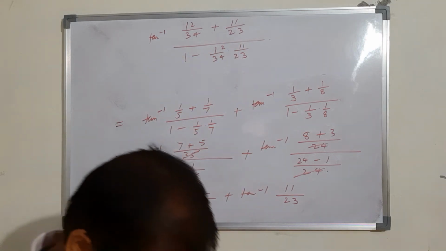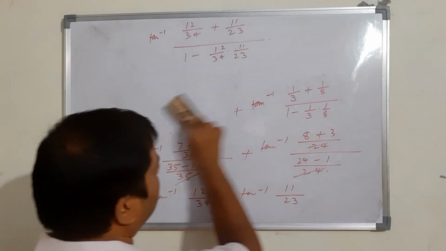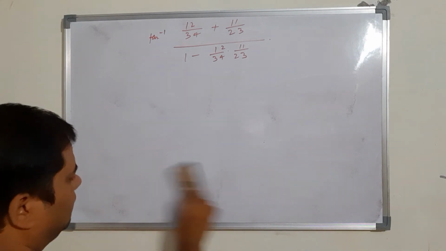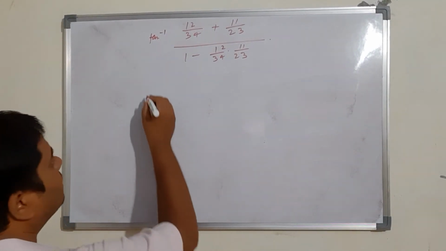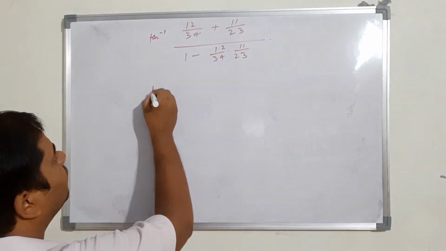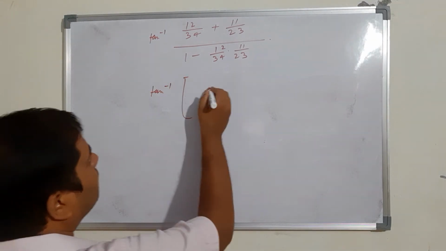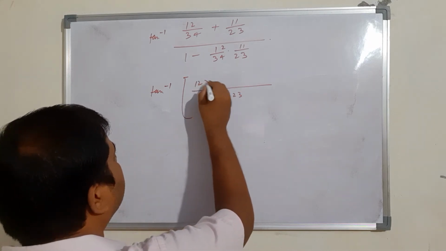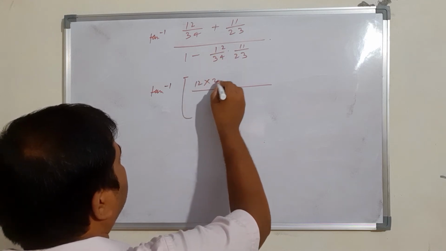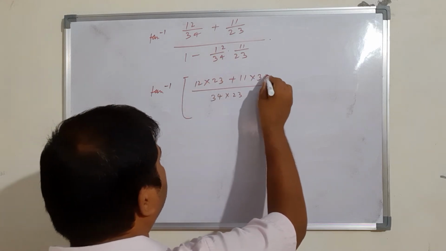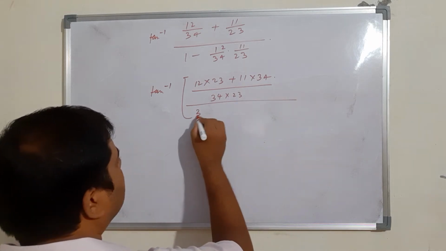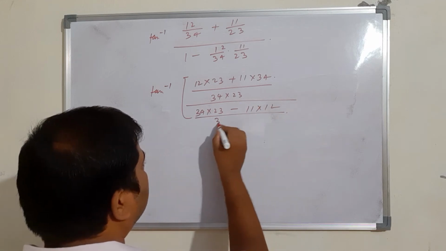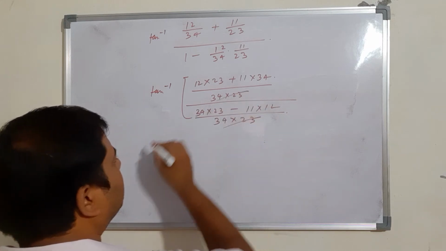So this one is tan inverse of 34 into 23, so 12 into 23 plus 11 into 34 divided by 34 into 23 minus 11 into 12 divided by 34 into 23. This whole is cancelled out.